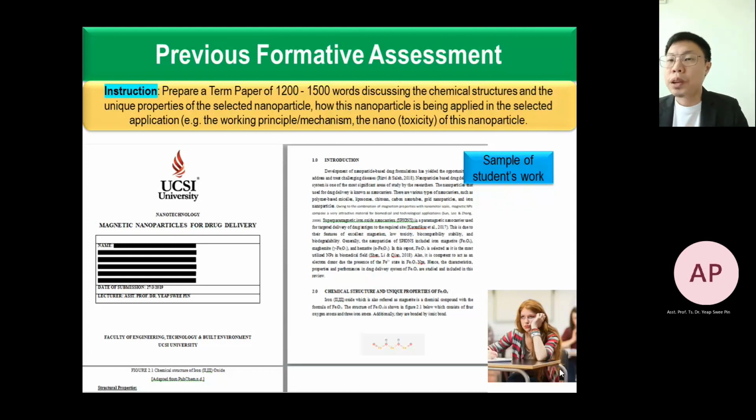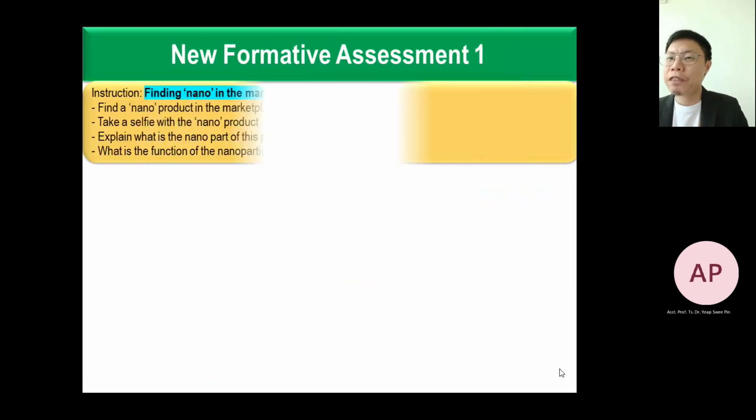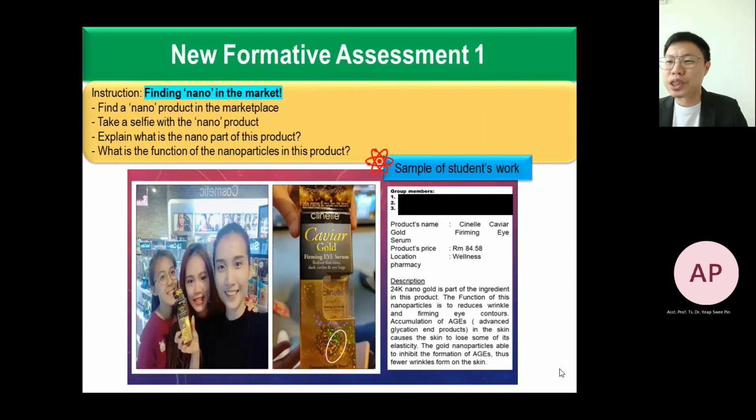Now, in year 2020 onward, we have implemented 2 new formative assessments, which are more interesting compared to the previous one. The first formative assessment is called Finding Nano in the Market. On the screen here is one sample of our student submission, whereby students have to find one nano product in the market. They can find it in any shopping mall, and they have to take a selfie with the nano product.